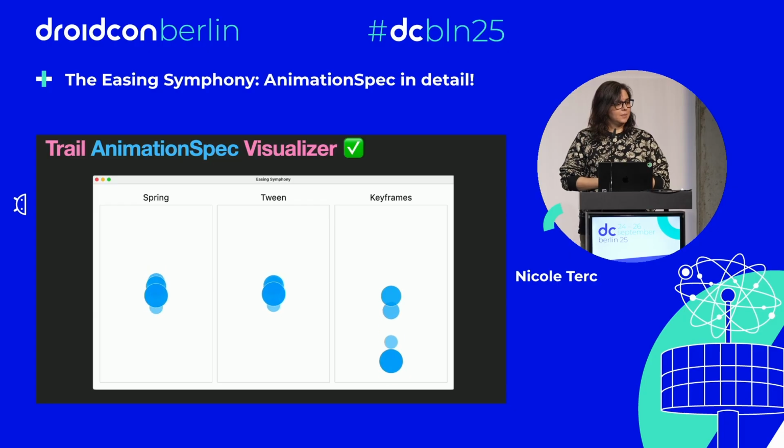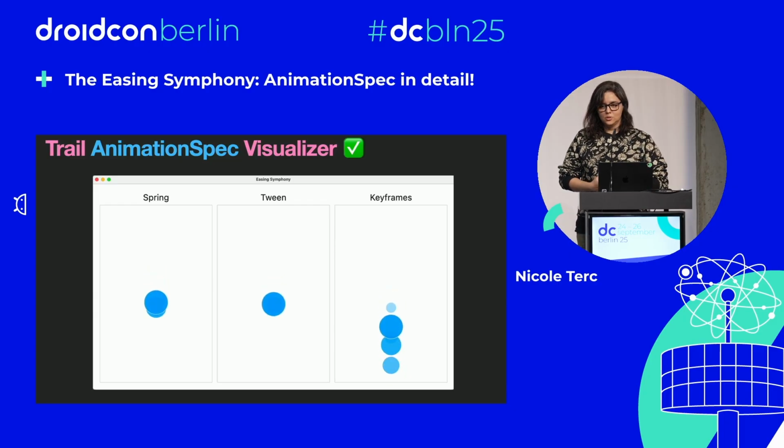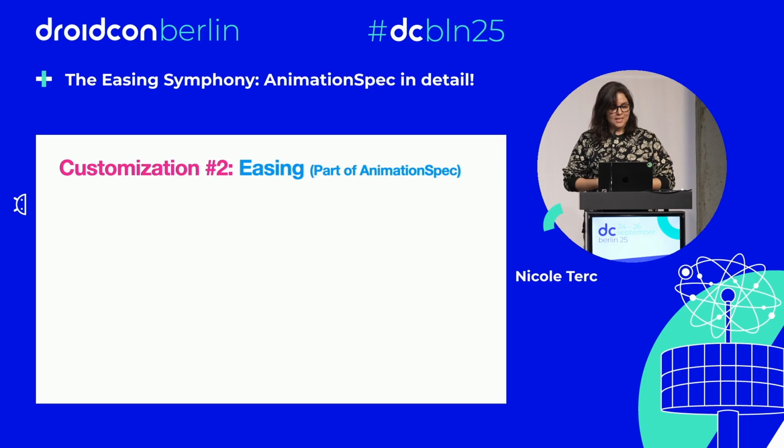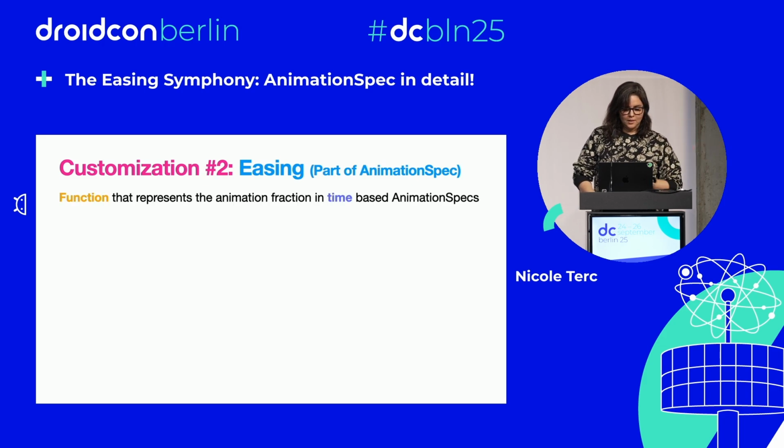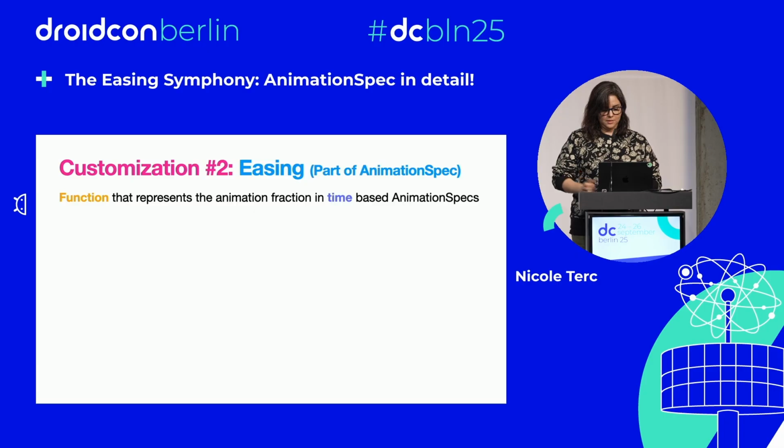In order to customize this even further, let's go to customization number 2, easing. Now, if you have ever touched animations and tween, you may have heard this word before. But what is actually easing? Easing, which is part of AnimationSpec, if you go into documentation, you're going to find a definition like this. Easing is a function that represents the animation fraction in time-based animation specs. An important notice here is that it's not available for physics-based specs like spring, it's only for time-based ones like keyframes and tween.